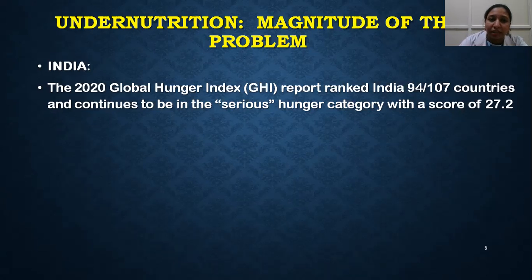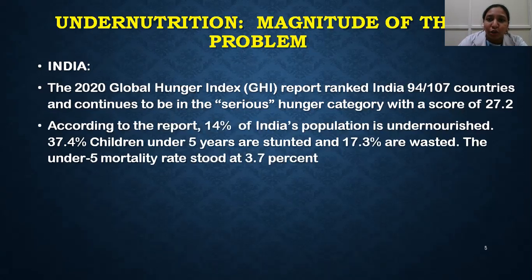How do we calculate it? This is calculated every year. We usually take the average of three different indicators. The first one is the percentage of the population who are undernourished, and the other one is the percentage of children who are underweight, so it includes both the stunting and wasting categories of children. And another indicator is the under 5 mortality rate. So these three indicators are taken into account and divided by 3. When we do this, you get the score.